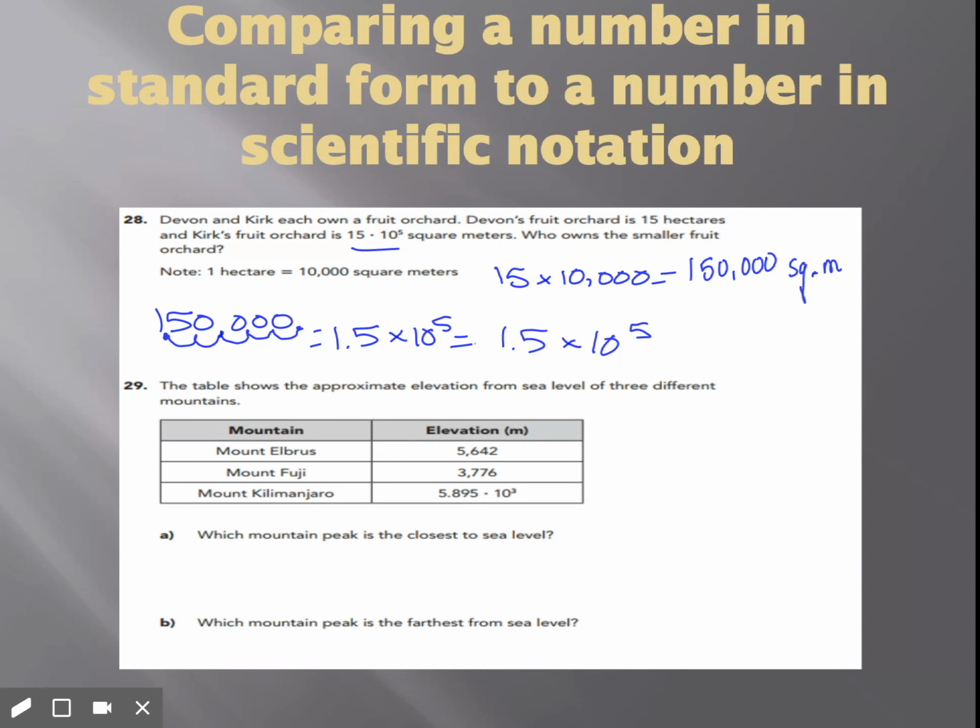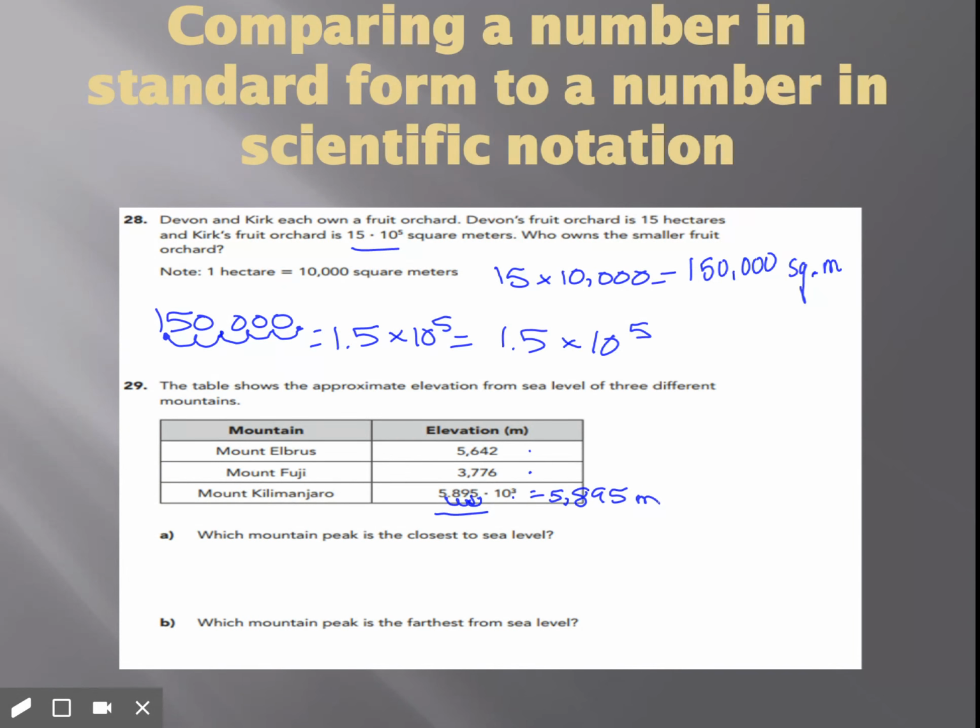Number 29, the table shows the approximate elevation from sea level of 3 different mountains. Mount Elbrus is 5,642 meters high. Mount Fuji is 3,766 meters high, or 3,776. And Mount Kilimanjaro is 5.895 times 10 to the third. In this case, since I already have 2 in standard form, I'm going to go ahead and convert this one to standard form. It's 10 to the third power, so I'm going to move it 1, 2, 3. So this is equal to 5,895 meters.